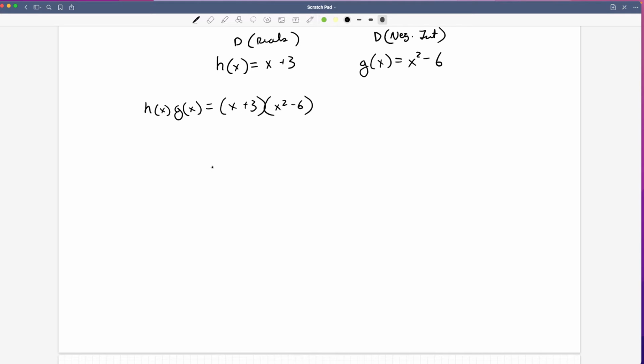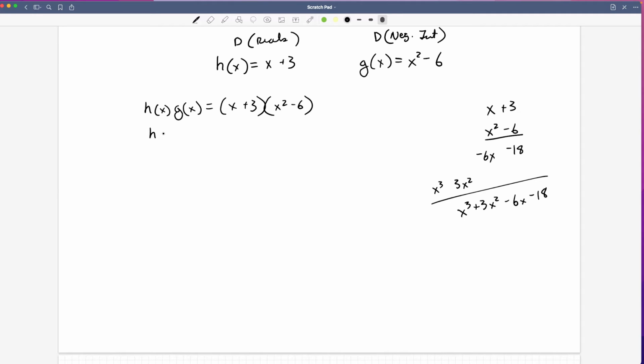You can also do stacking for this. If this is easier, you could do the stacking over to the side. x plus 3 and x squared minus 6. Negative 6 times positive 3 is going to be a negative 18. It's going to be a negative 6x. That's going to be a positive 3x squared. And then that is going to be an x cubed. So we have x cubed plus 3x squared minus 6x minus 18 for our answer.